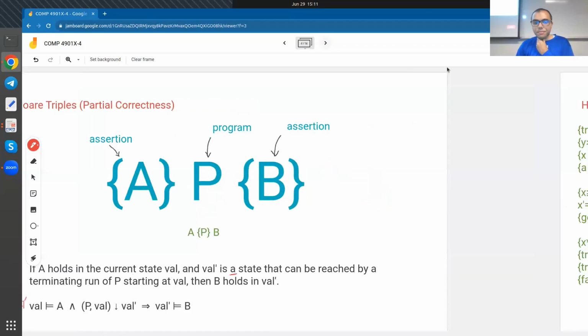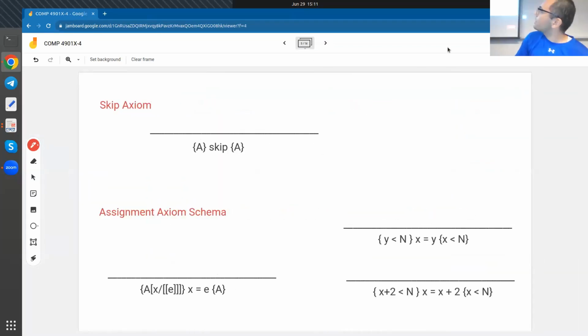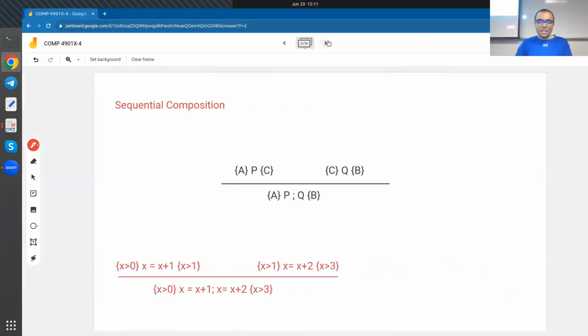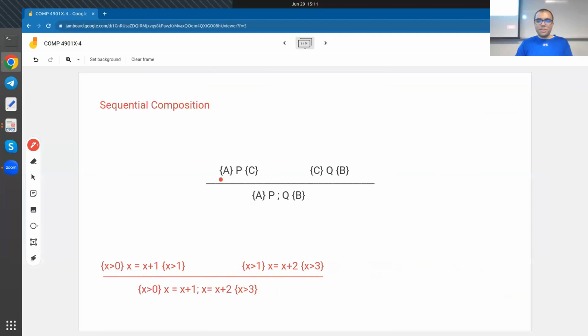And then what we're going to see in the next session is, oh, this is frozen again. Okay, yeah, we actually have rules for creating these triples out of other triples. Right, so I have rules that look like this. Like if you originally know that the assertion A holds and you do skip, then the assertion A will hold after the skip as well. That's the simplest rule that we have. But then we have a bunch of things like this.